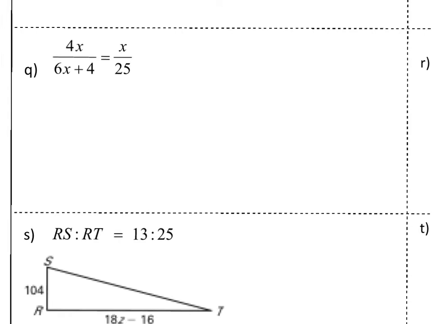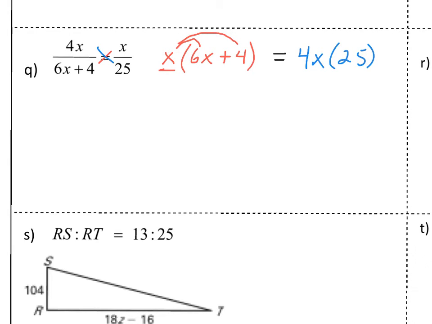So for this next example, start off the same way. I would write it all out first. So you're going to have x times 6x plus 4. And on the other side, you're going to have 4x times 25. I know these two are going to be equal to one another. So once again, I need to distribute. Remember that x times 6x is going to give me 6x squared, and then obviously x times 4 is just going to give me 4x.